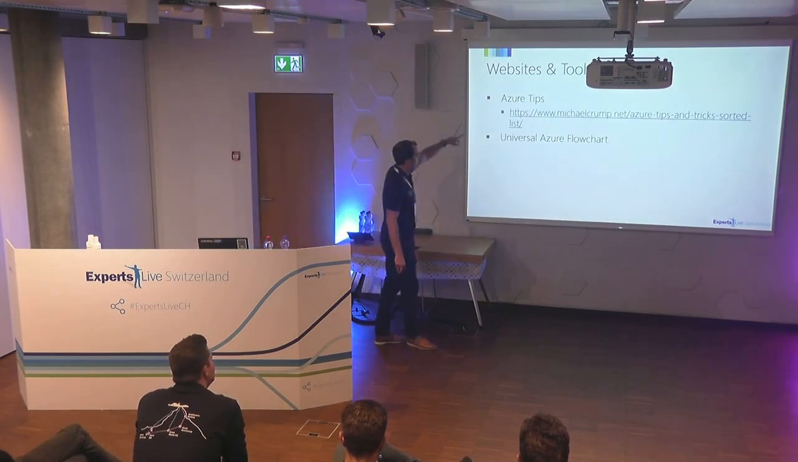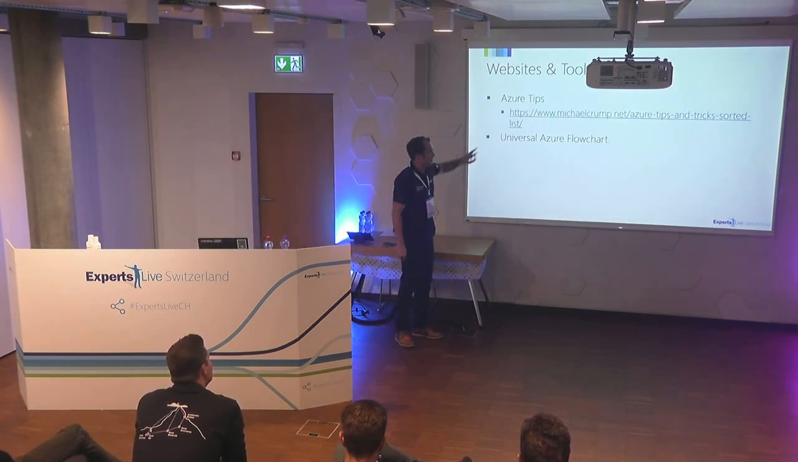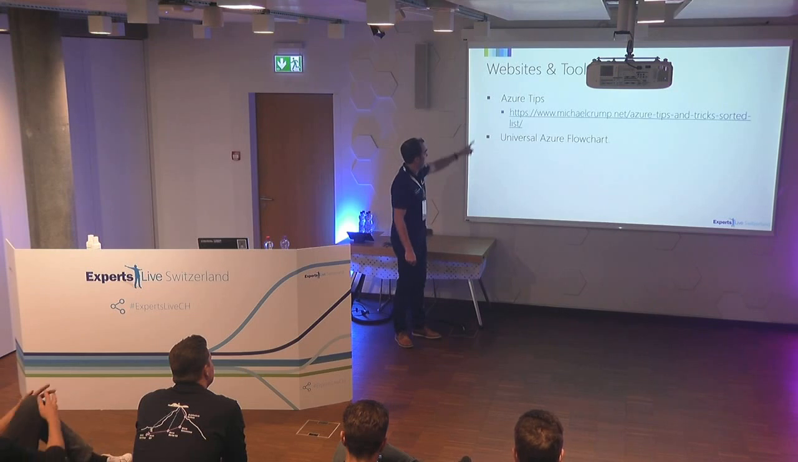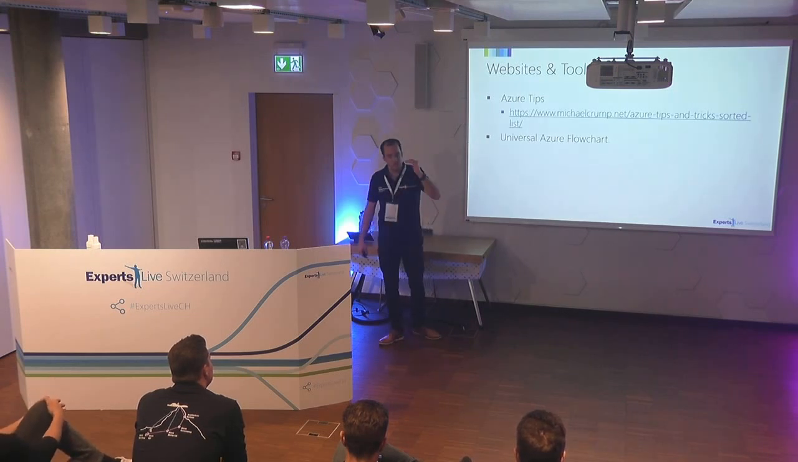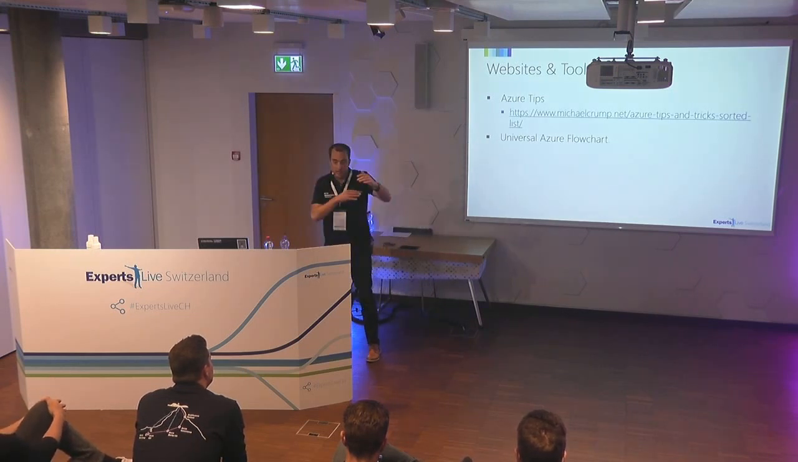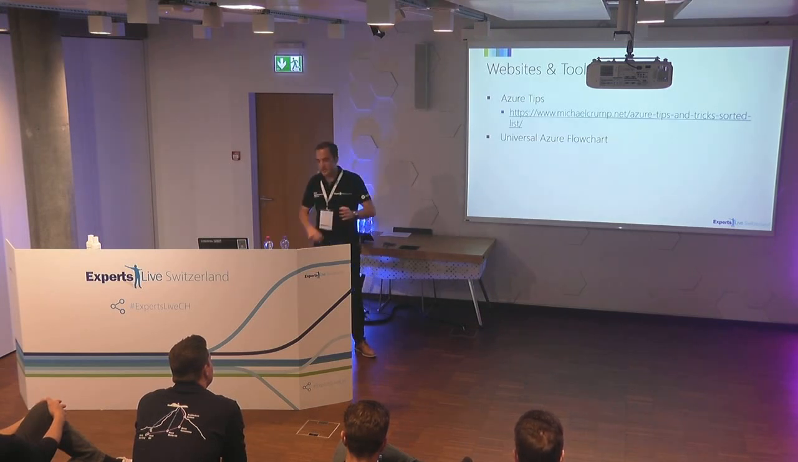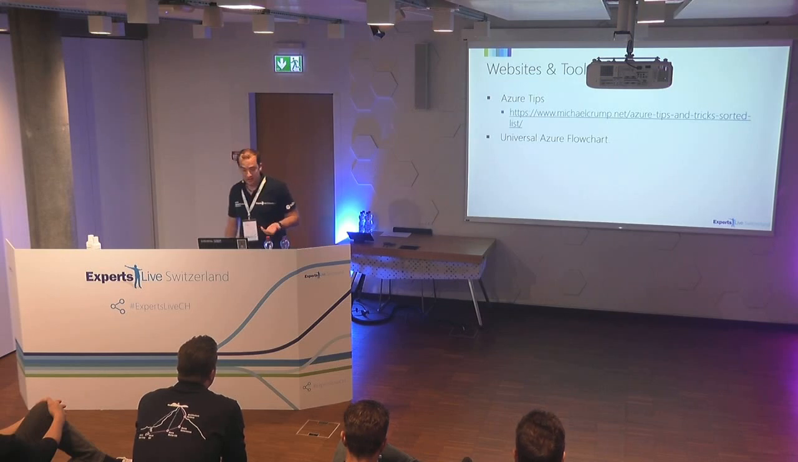So the tips from Michael Crump are, there are two lists. One is unsorted, which is useless, because it's just tip 1 until 375. And this is the good one. This is the sorted one, sorted by topic. And they're all little blog posts explaining how to use a service, how to optimize this and that. And they're a really nice and big collection of tips.